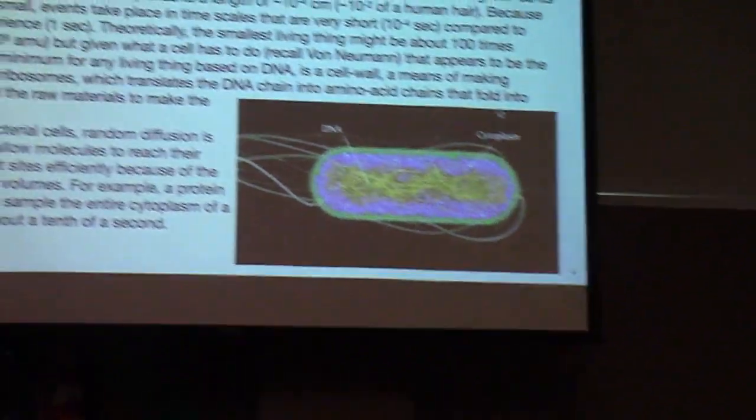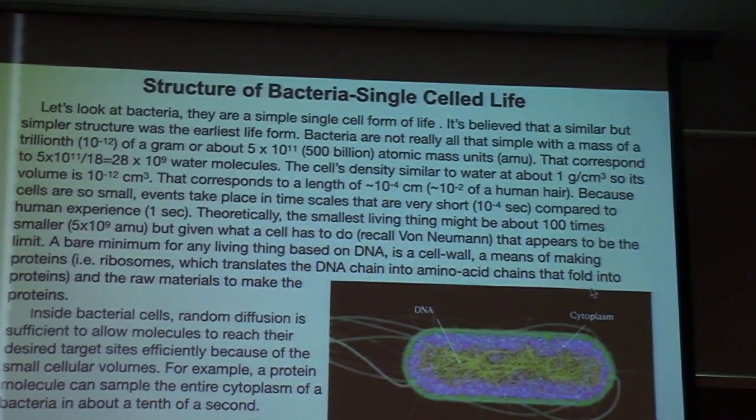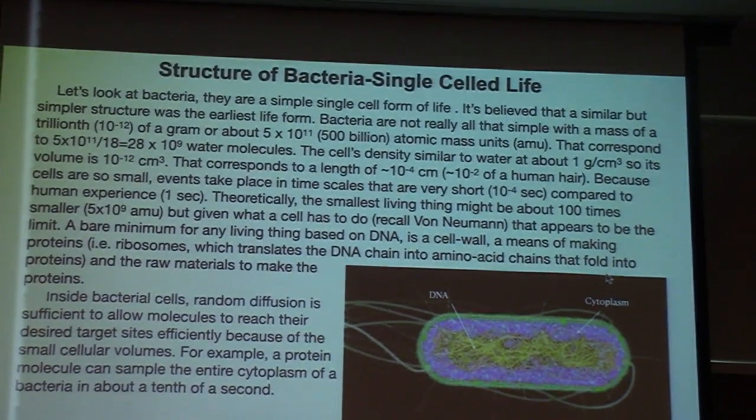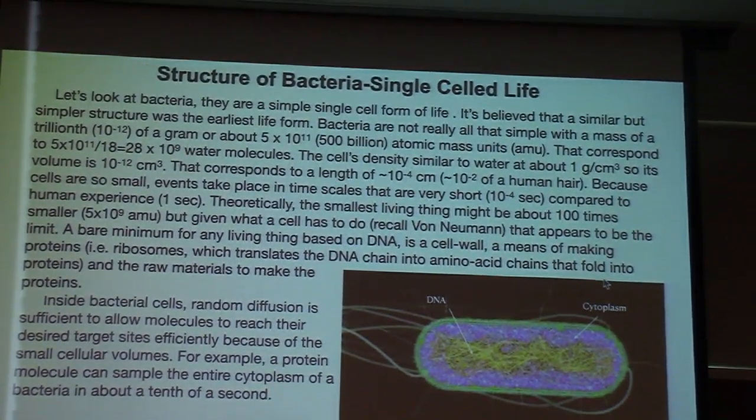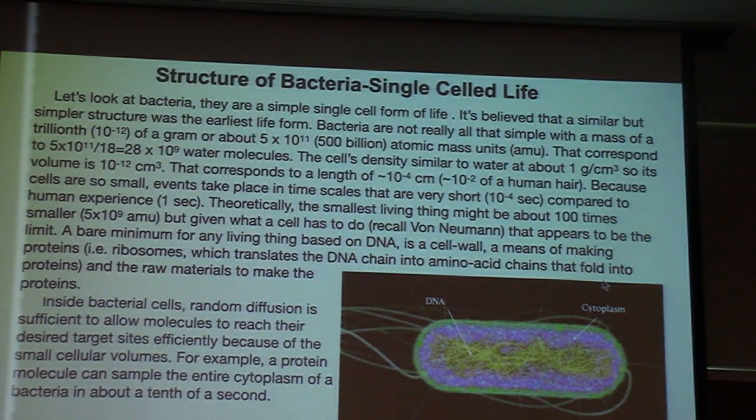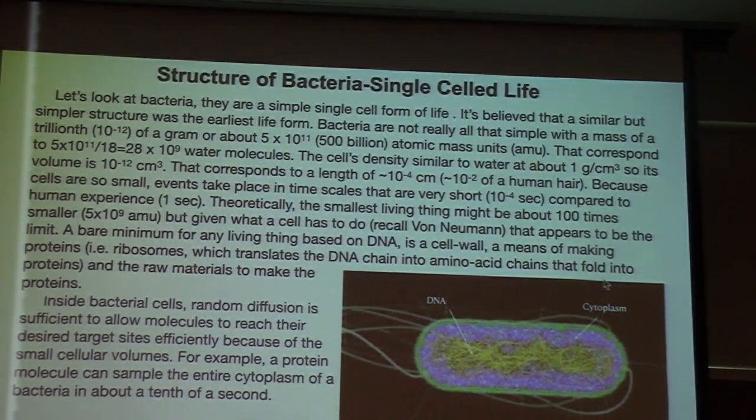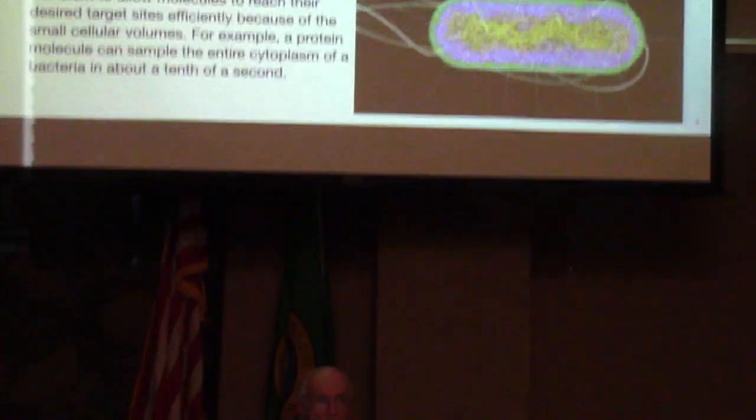So we'll be looking now at bacteria. They're the simplest single-cell form of life. It's believed that a similar but simpler structure was the earliest life form. Bacteria are not really all that simple, as you're going to see. With a mass a trillionth of a gram, or about 5 times 10 to the 11th, that is 500 billion atomic mass units. And that corresponds, just to give you a sense, to something like 28 billion water molecules. So that's a way of thinking about the mass of a cell.